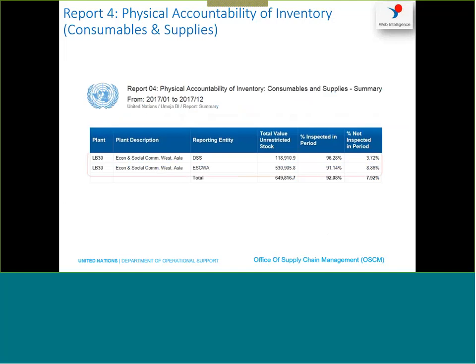And what the report will look like once you start extracting data. So we see here for the plant column, plant description, reporting entity, in this case 2 different ones, total value of unrestricted, okay, stock, a percentage inspected in period, and percentage not inspected in period. Okay, so just in one quick look, the amount of information that this report provides to us.